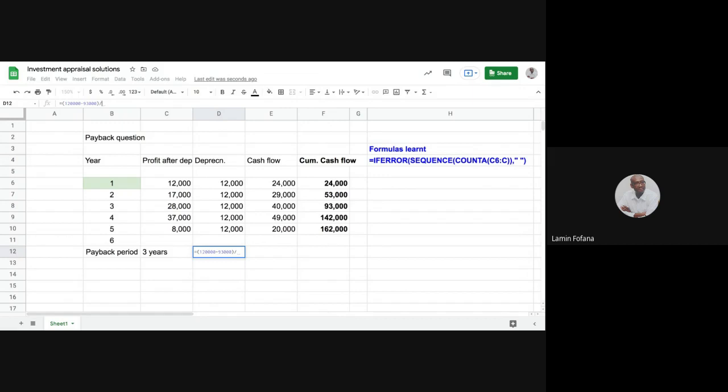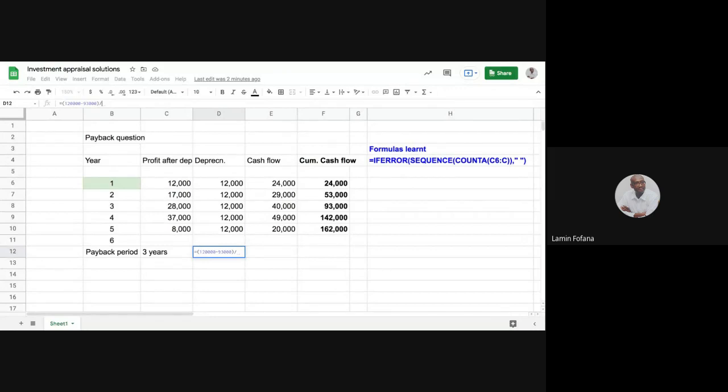So you're saying we should divide it by what? 49,000. I'm asking, why not 142,000? Yes, because the 142,000 is a cumulative cash flow. It's cumulative. It included both what was the year before, the 93,000, and then the 49,000. So the 142,000 is the cumulative. It's not just the year before. It's the cumulative up to year 4.